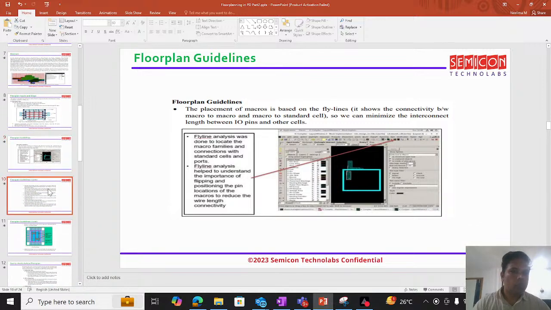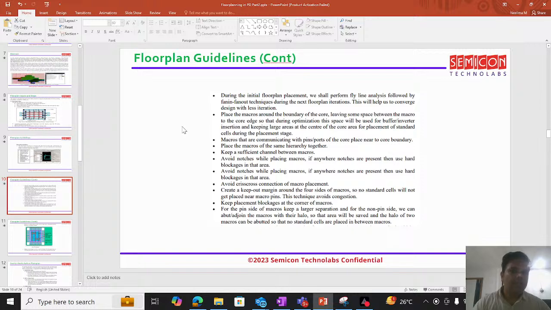Now, continuation of floor plan guidelines. Once we have placed the macros and the orientation is fixed, during the initial floor plan placement we shall perform fly line analysis followed by fan in fan out techniques. During the next floor plan iterations, this will help us converge the design with fewer iterations. Of course, one iteration will not be enough to finalize the floor plan.